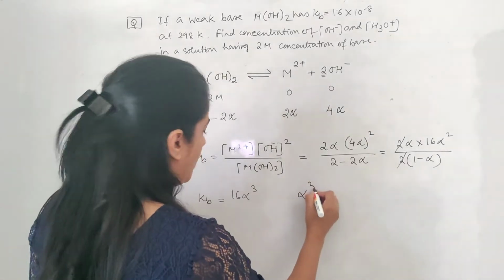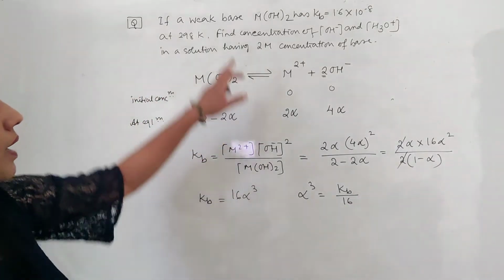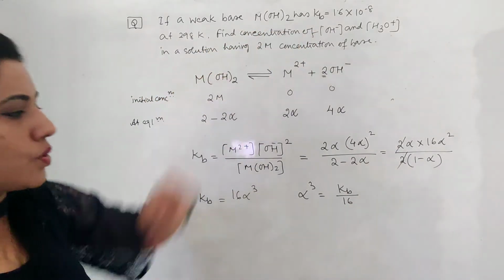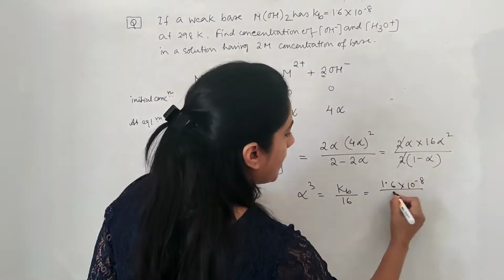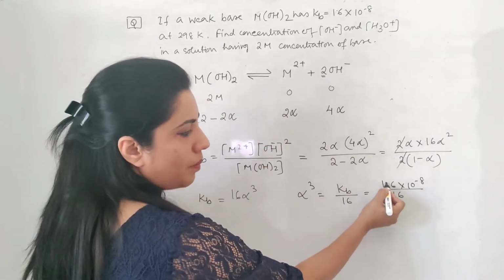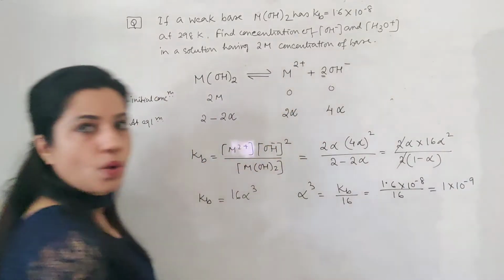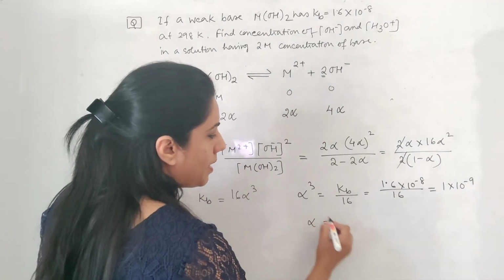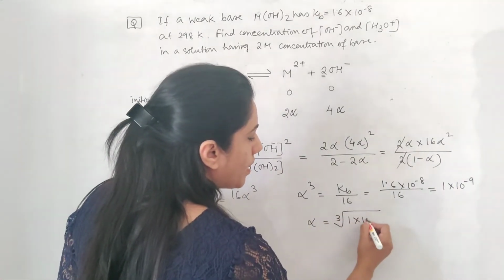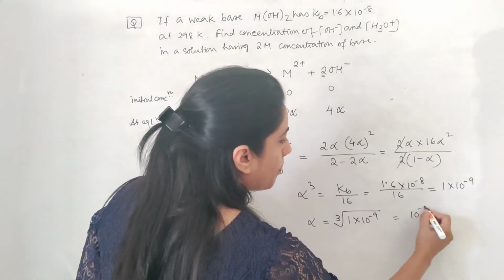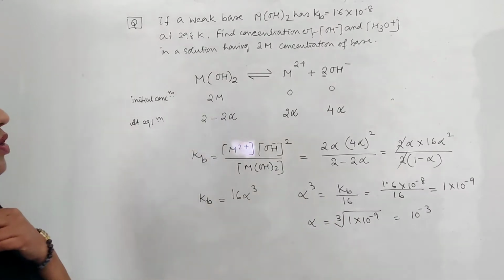Therefore alpha cube is equal to Kb upon 16. Now let us put the value. Kb is given as 1.6 into 10 raised to power minus 8. So 1.6 into 10 raised to power minus 8 divided by 16. If you remove this point, then it will be 1 into 10 raised to power minus 9. So alpha cube is 1 into 10 raised to power minus 9. So alpha will be the cube root of 1 into 10 raised to power minus 9, which will be 10 raised to power minus 3. So this is alpha. The degree of dissociation is coming as 10 raised to power minus 3.